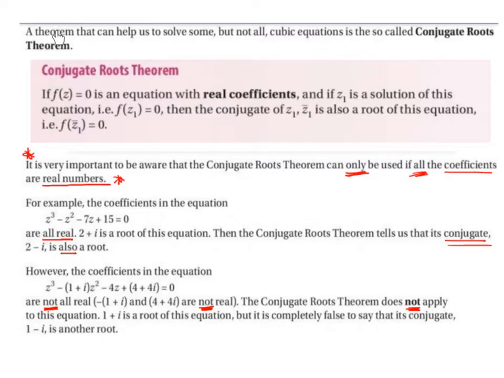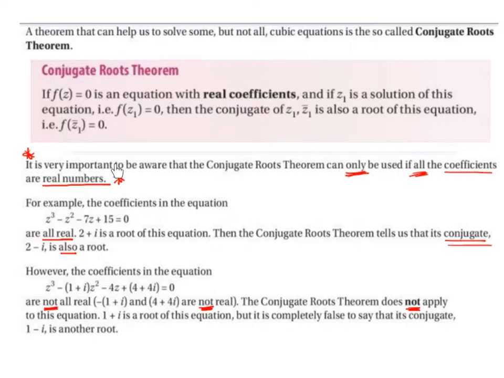A theorem that can help us to solve some, but not all, cubic equations is the so-called conjugate roots theorem. So here we have the conjugate roots theorem. If f of z is equal to 0 is an equation with real coefficients, and if z1 is a solution of this equation, i.e. f of z1 is equal to 0, then the conjugate of z1, z1 with a bar on top, is also a root of this equation, i.e. f of the conjugate of z1 is equal to 0.